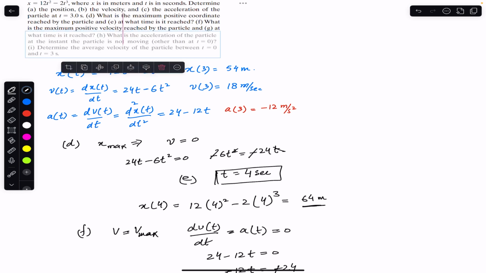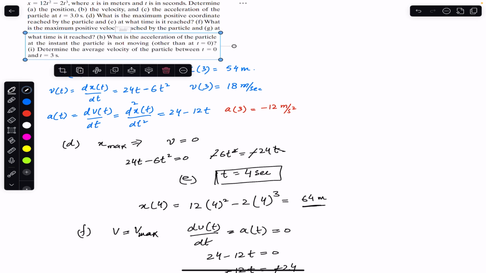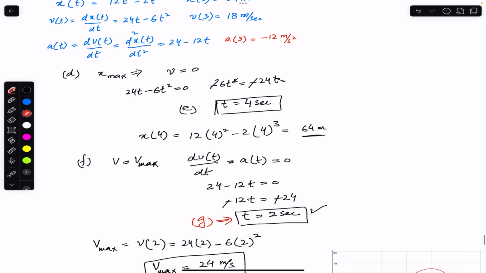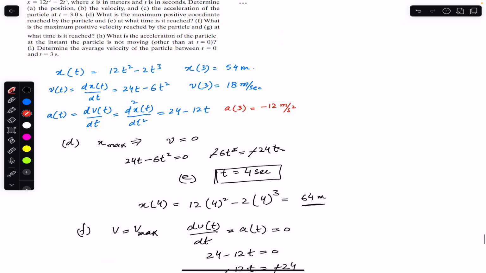Now part G says, at what time is the maximum velocity reached. So the time is t equals 2 seconds. So this is the solution for G. And now part H says, what is the acceleration of the particle at the instant the particle is not moving, so other than t equals 0.